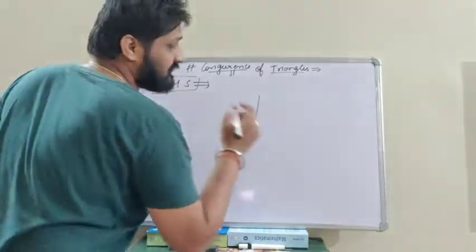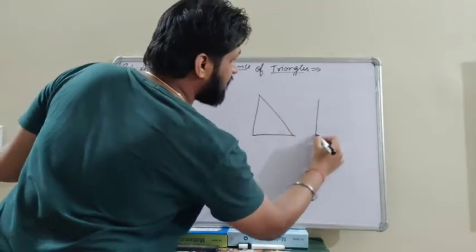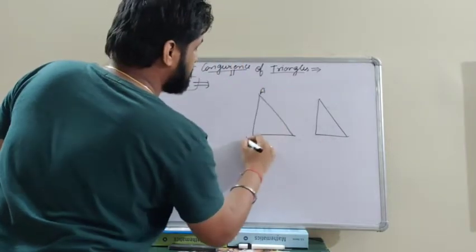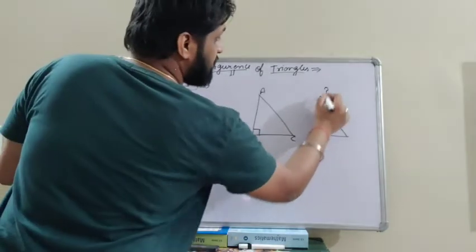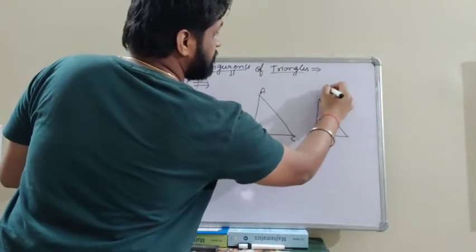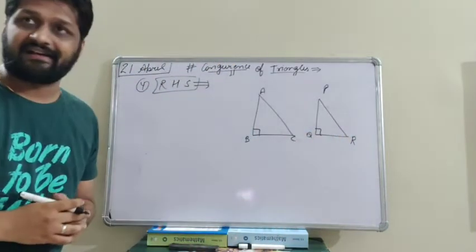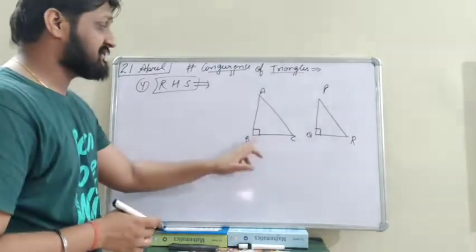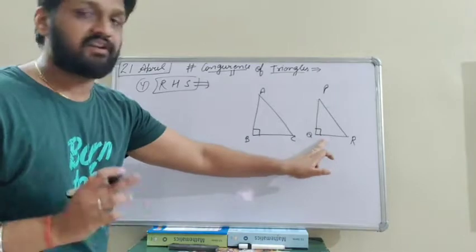So now which triangle do we have to make? Right angle triangle. Here it is right angle triangle 1, and here it is another right angle triangle. This is again A, B, C, that is right angled at B, and P, Q, R, that is right angled at Q. So here we have right angle triangle ABC, which is right angled at B, and right angle triangle PQR, right angled at Q.